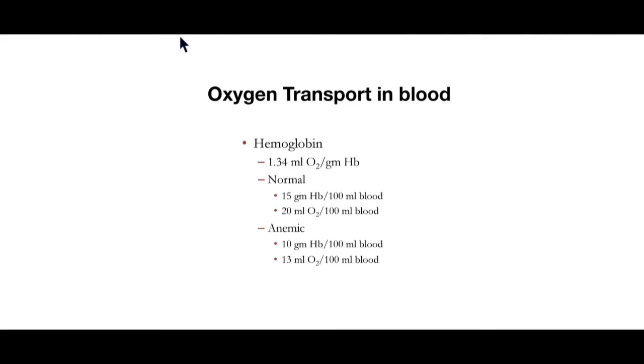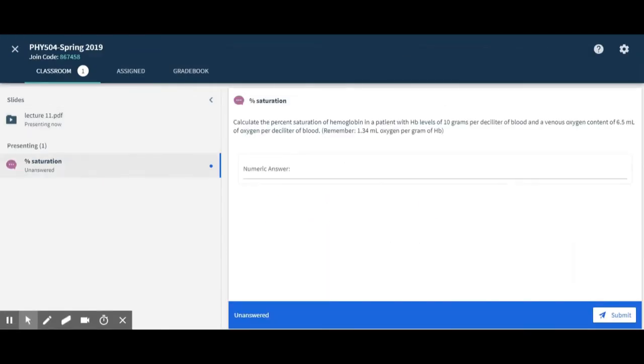So the first question I want you guys to take a second and see if you can work out is looking at how much hemoglobin is saturated under that particular level of hemoglobin and your oxygen content being that value. Don't worry about units, just put in the number that you have.